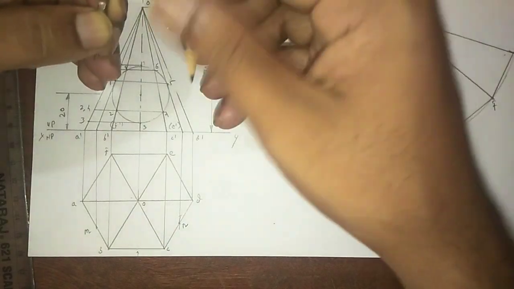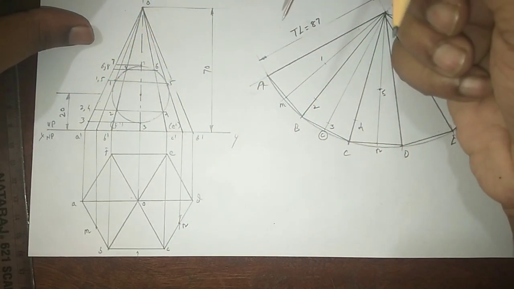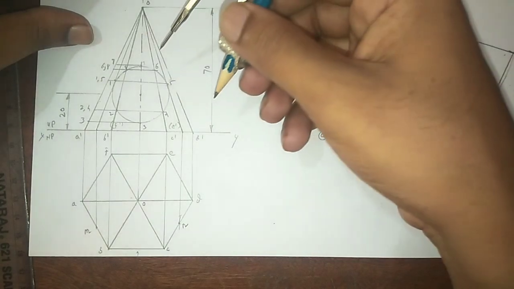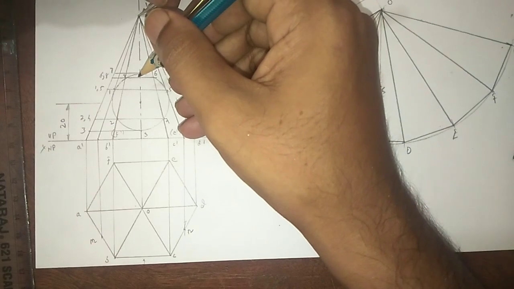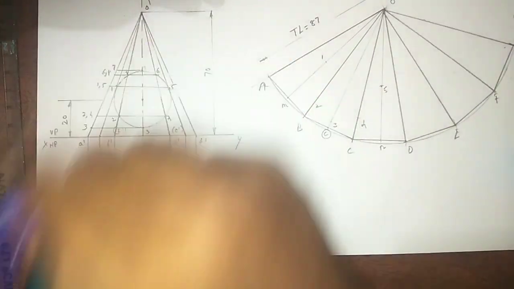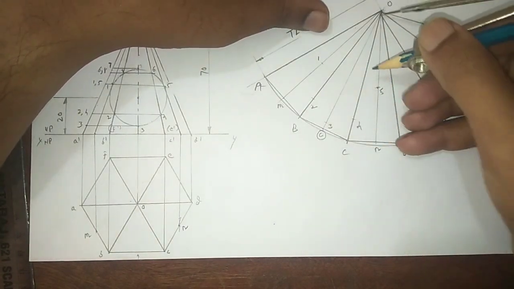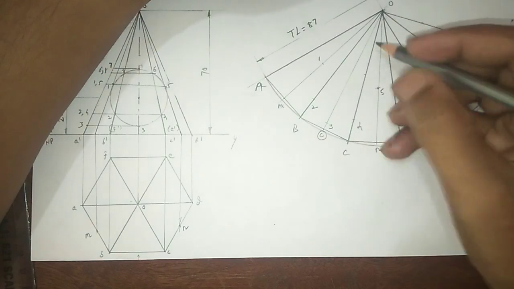And as point number 6 is located on the visible slanting edge O and C, measure the distance from the apex point, take the value of O and 6. So here, on the visible slanting edge O and C, mark the point here. This is point number 6.